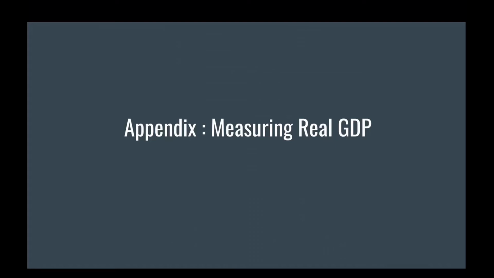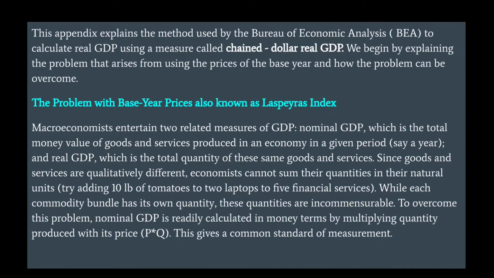Appendix: Measuring Real GDP. This appendix explains the method used by the Bureau of Economic Analysis, that is BEA, to calculate real GDP using a measure called chain dollar real GDP. We begin by explaining the problem that arises from using the prices of the base year and how the problem can be overcome. The problem with base year practices, also known as Laspeyres index.